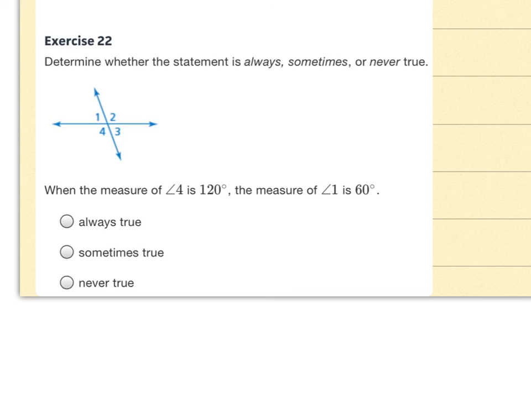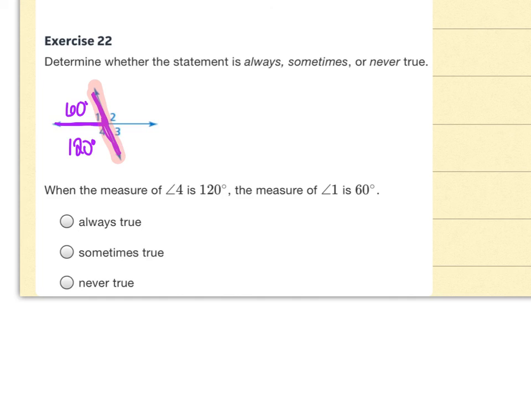Number 22 also is an always, sometimes, or never true problem. It says the measure of angle 1 is 60 degrees. If the measure of angle 4 is 120 degrees, well, these two angles, angle 4 and angle 1, are adjacent angles, which means they're next to each other. They share this common vertex, or this common side and vertex. So they're adjacent angles, but however, they also form this straight line right there, or that straight angle.